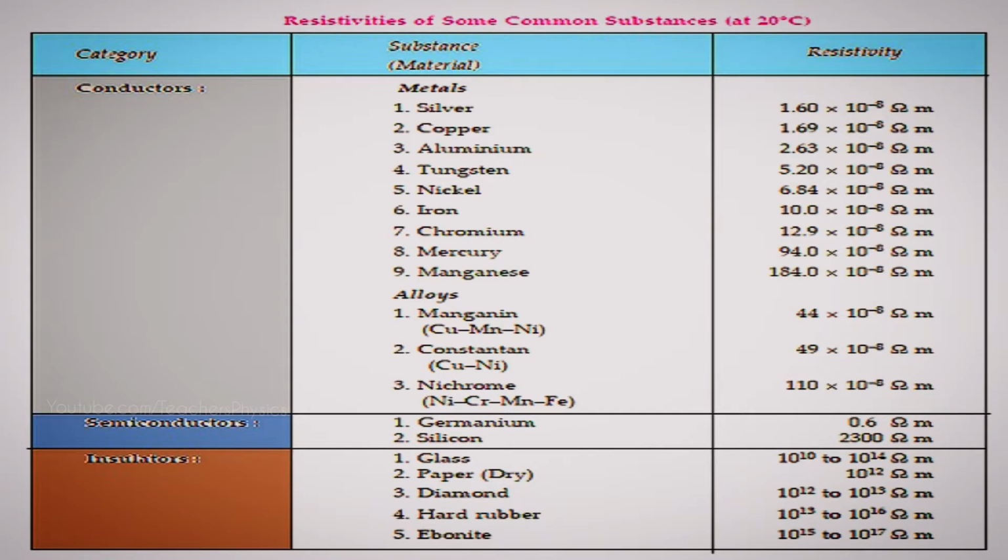Here we can find that the resistivity of copper is 1.69 into 10 raised to minus 8 ohm meter. Now by saying that the resistivity of copper is 1.69 into 10 raised to minus 8 ohm meter, we mean that if we take a rod of copper metal 1 meter long and 1 square meter in area of cross section, then its resistance will be 1.69 into 10 raised to minus 8 ohms.